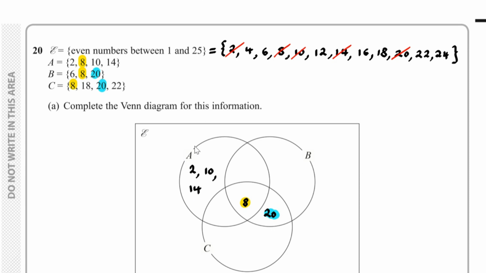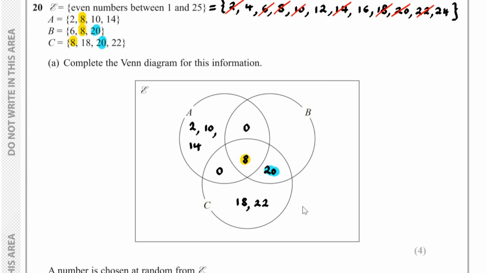So that's A only. Then for B only, we've got 6. And then for C, we've got 18 and 22. And then here would have 0, and here would also have 0. And then for everything else that's not crossed off, that will be the 12, rather for B as well, we've got 6 only. And then for everything else, we'd have 4, 12, 16 and 24.